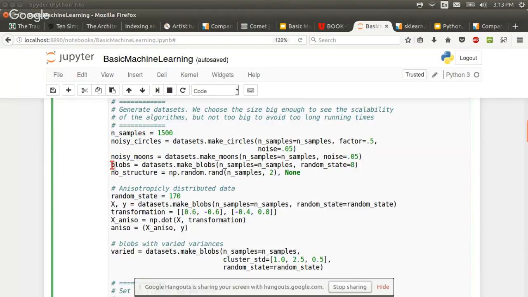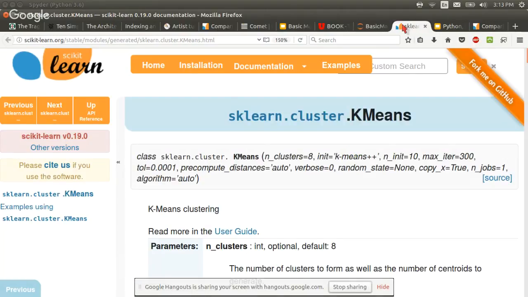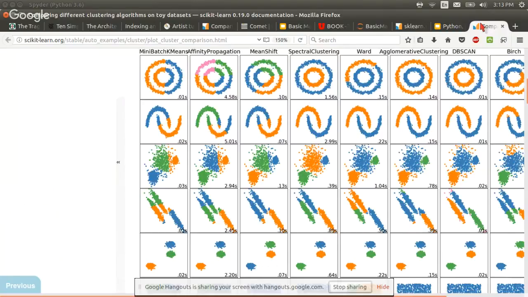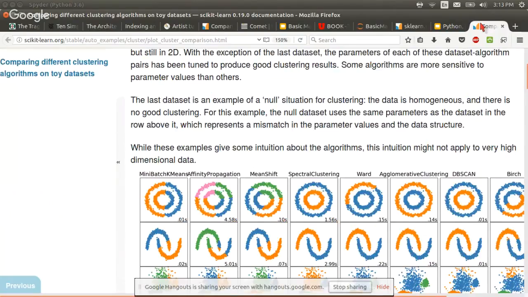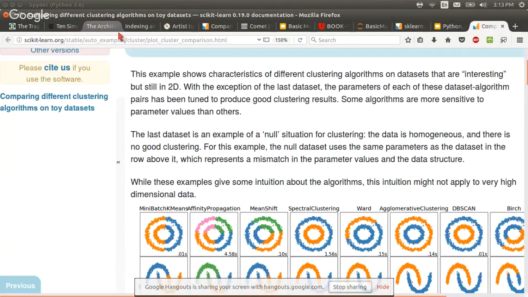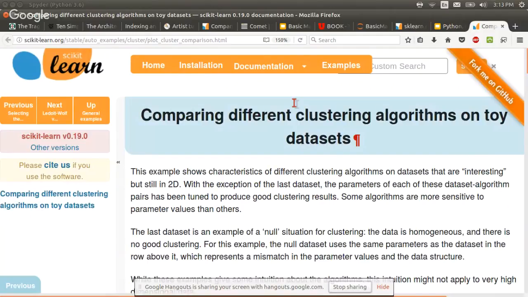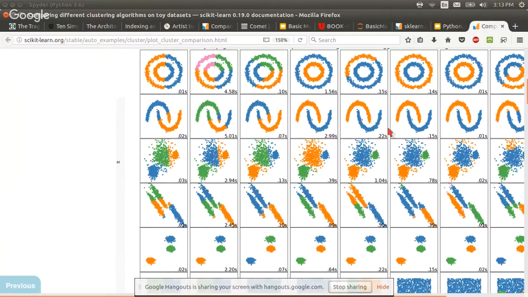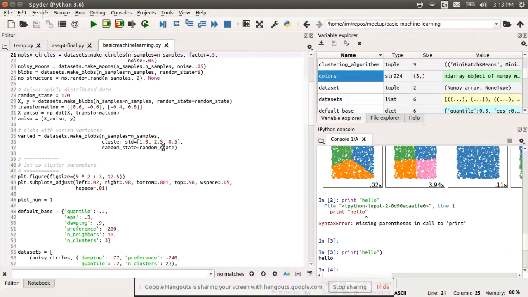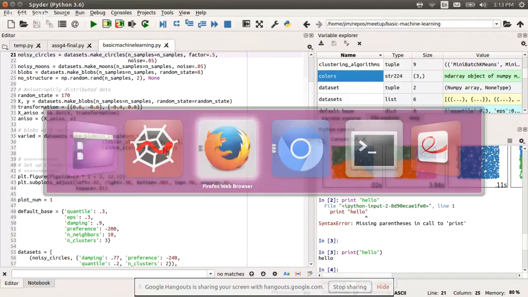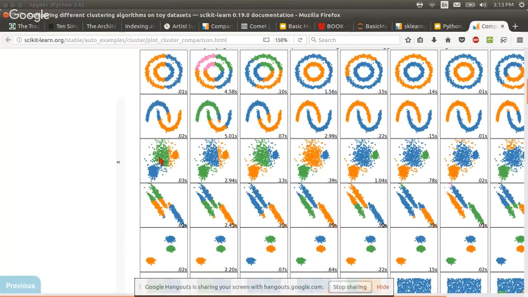I guess the third one is blobs, and the fourth one is no structure. Where was my example? Was it here? Yeah. And again, this is all being drawn from this tutorial, I guess, on comparing different clustering algorithms on toy data sets. I think I would say this is probably the no structure one.